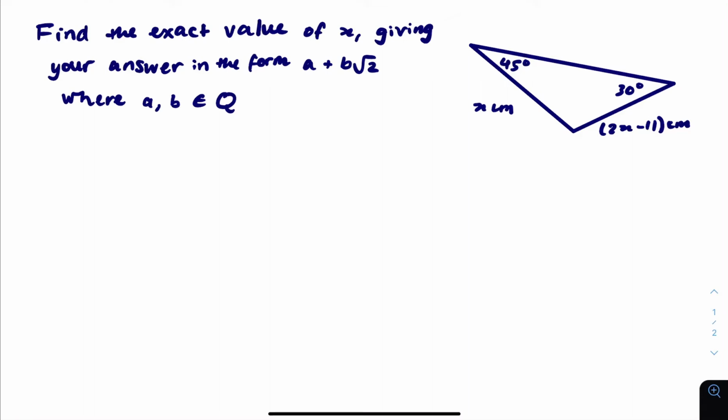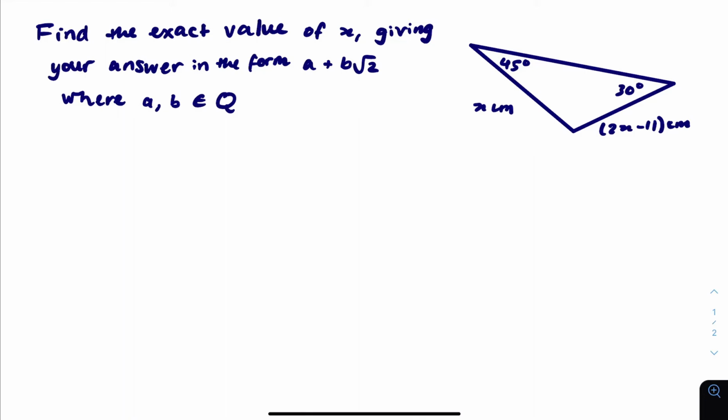So we're asked to find the exact value of x, giving your answer in the form a plus b root 2, where a and b are rational numbers. So we're given this triangle, and based on the looks of it, since we have opposite angles matching up to opposite sides, we can just use sine rule.